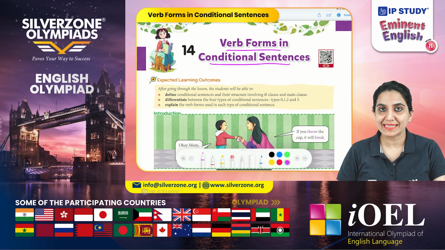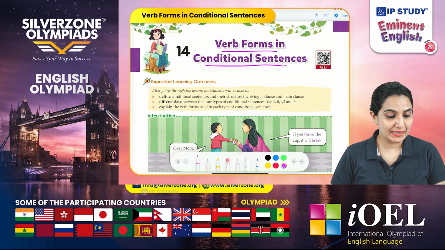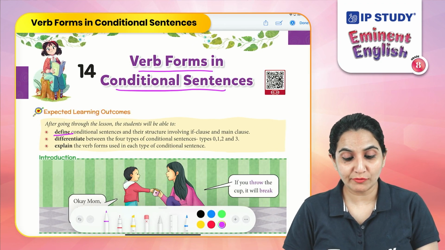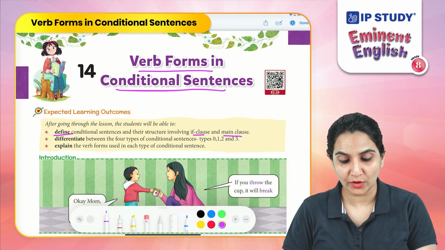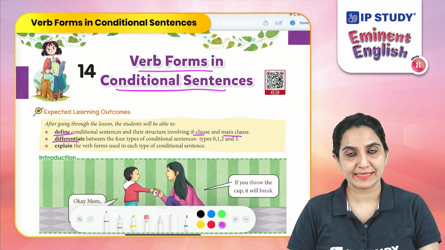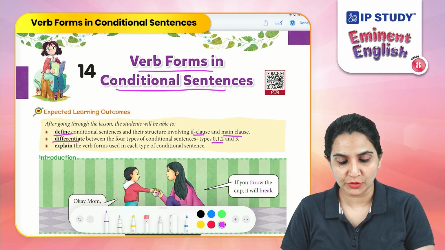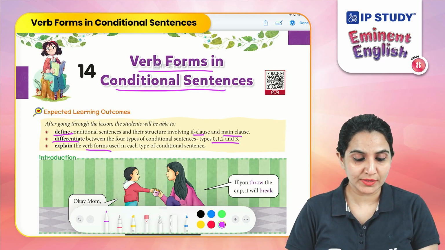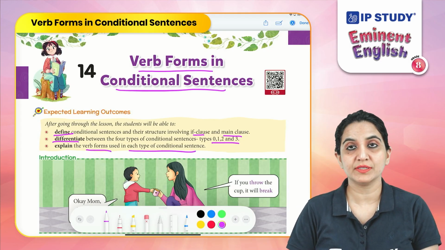Before the end of this lesson, you will be able to define conditional sentences and their structure involving if clause and main clause. Differentiate between the 4 types of conditional sentences, type 0, 1, 2 and 3. Explain the verb forms used in each type of conditional sentence.